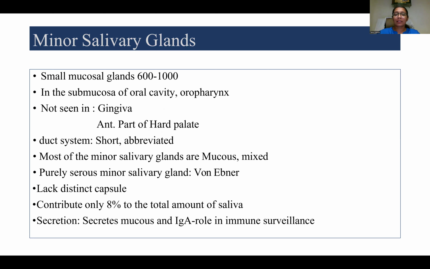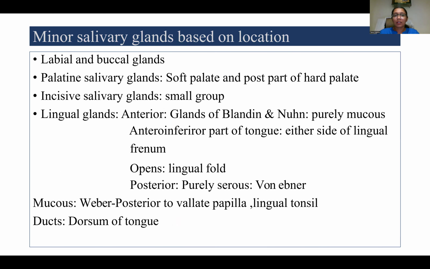The purely serous minor salivary gland is the von Ebner gland. It is very important to note that the only serous minor salivary gland is the von Ebner's gland. And these minor salivary glands contribute to 8% of the total amount of the saliva. They secrete IgA, which plays a very important role in immune surveillance.